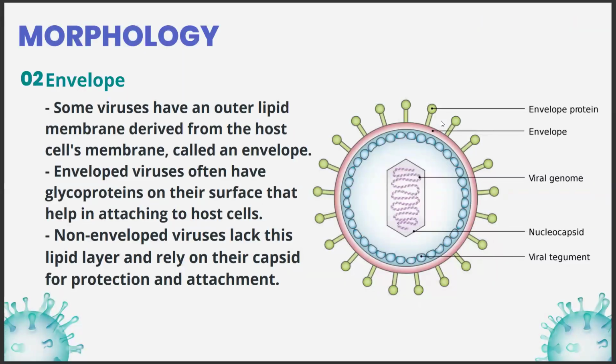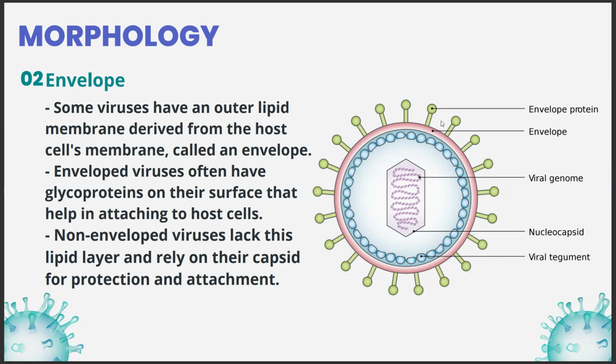Second is envelope. Some viruses have an outer lipid membrane derived from the host cell's membrane called an envelope. Enveloped viruses often have glycoproteins on their surface that help in attaching to host cells. Non-enveloped viruses lack this lipid layer and rely on their capsid for protection and attachment. This is the structure of envelope.